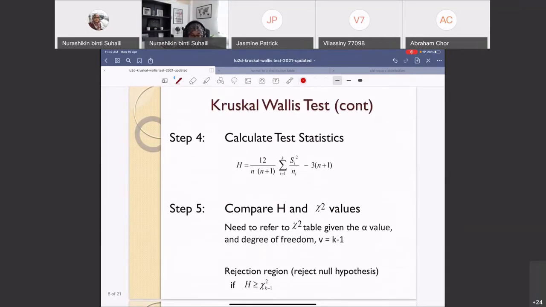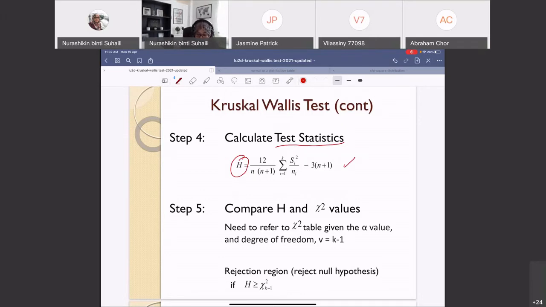So step four is to calculate the test statistics. When it is said test statistics, this is referring to every test. So every test has its parameter, eh? Like this one. This is the parameter for Kruskal-Wallis test, H. Like in Mann-Whitney test, we calculate U, isn't it? So that is the test statistics, the thing that you have to find out for that particular test. So in Kruskal-Wallis test, you have to calculate H, right? So this is the formula for H. The formula will be given, you don't have to worry about memorizing this formula, but you have to know what it means and how to use it.